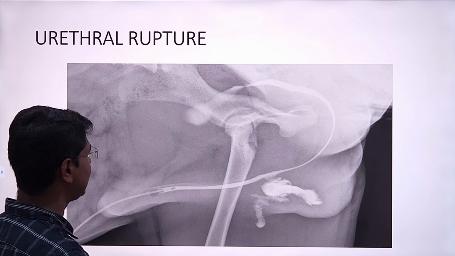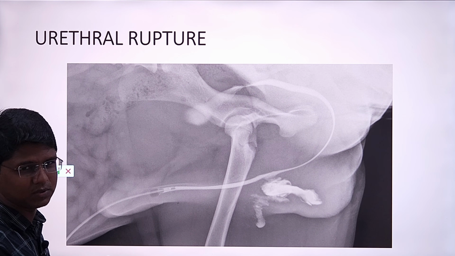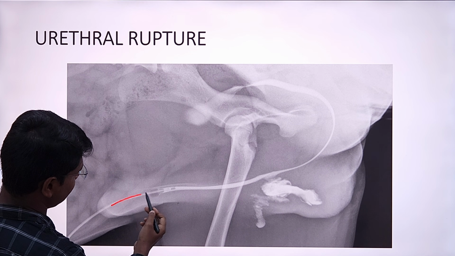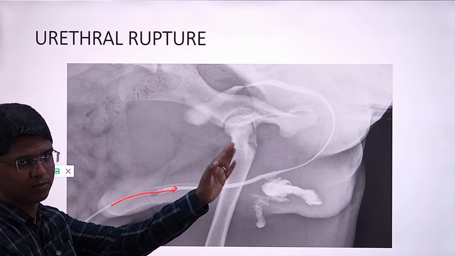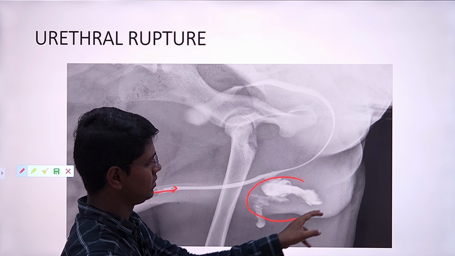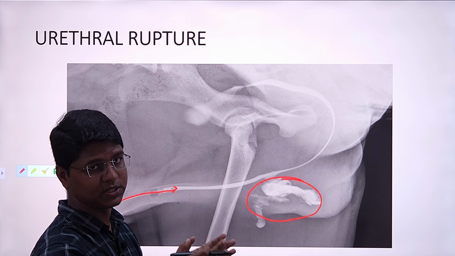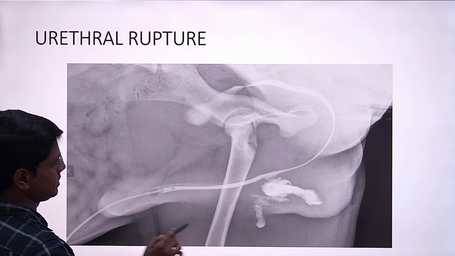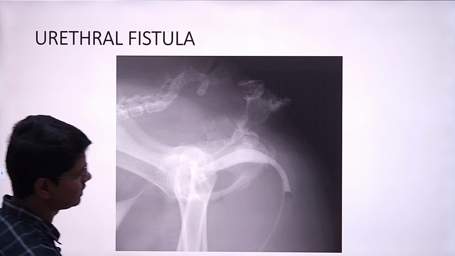Next is urethral leakage, due to urethral rupture. You see the catheter is inserted into the distal urethra, then you have to give the contrast agent. Here there is urethral rupture where the contrast agent has been deposited or leaked into the periurethral space.